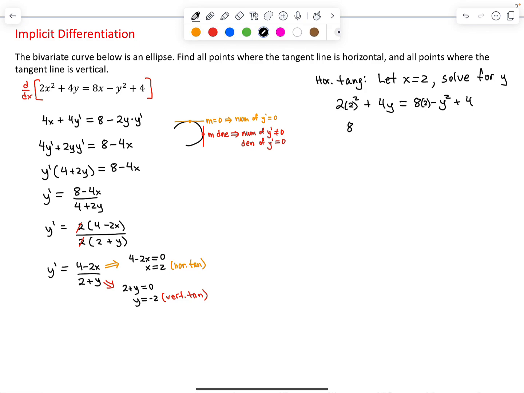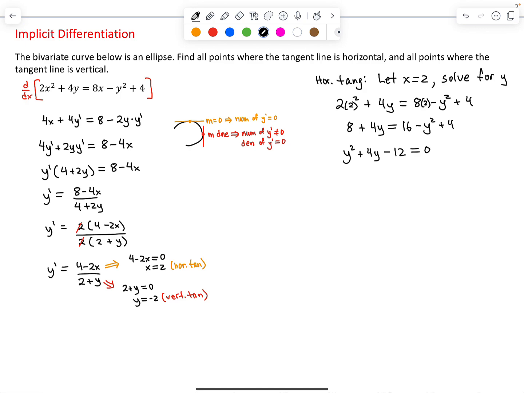We get 2 squared is 4 times 2 is 8 plus 4y. 8 times 2 is 16 minus y squared plus 4. Let's gather all the terms on the left side of the equation. So I'll add the y squared over. We have plus 4y. 16 plus 4 is 20, and subtract 20 from this 8. You have minus 12 is equal to 0. And we need to solve this for y. This is a quadratic equation. It will have 2 answers, which makes sense because in an ellipse, you expect 2 points to have horizontal tangents.